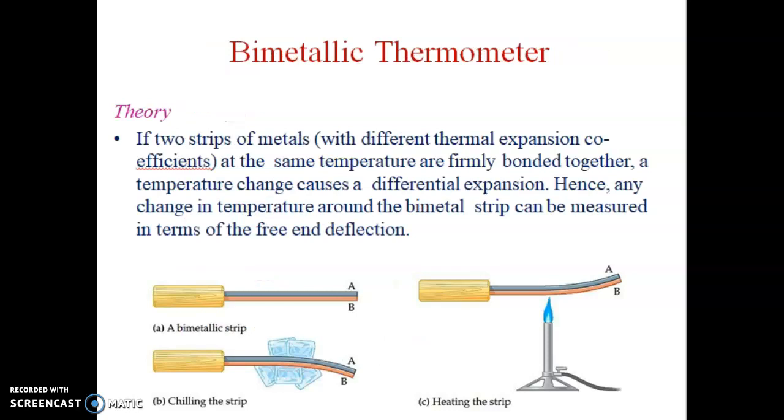Next is a bimetallic thermometer. In this, two strips of metals with a different thermal expansion coefficient are firmly bound together, and a temperature change causes a differential expansion for these strips. Hence, any change in temperature around the bimetal strip can be measured in terms of free end deflection.